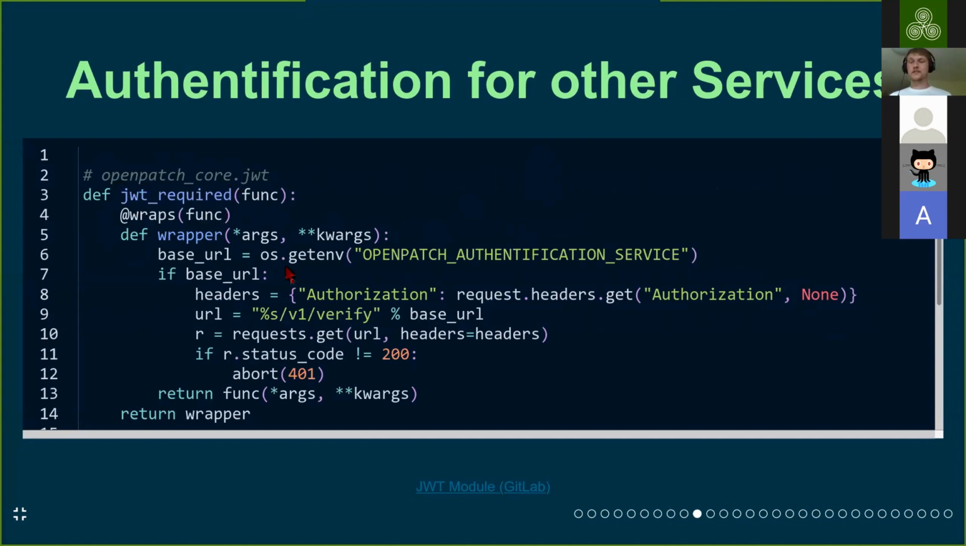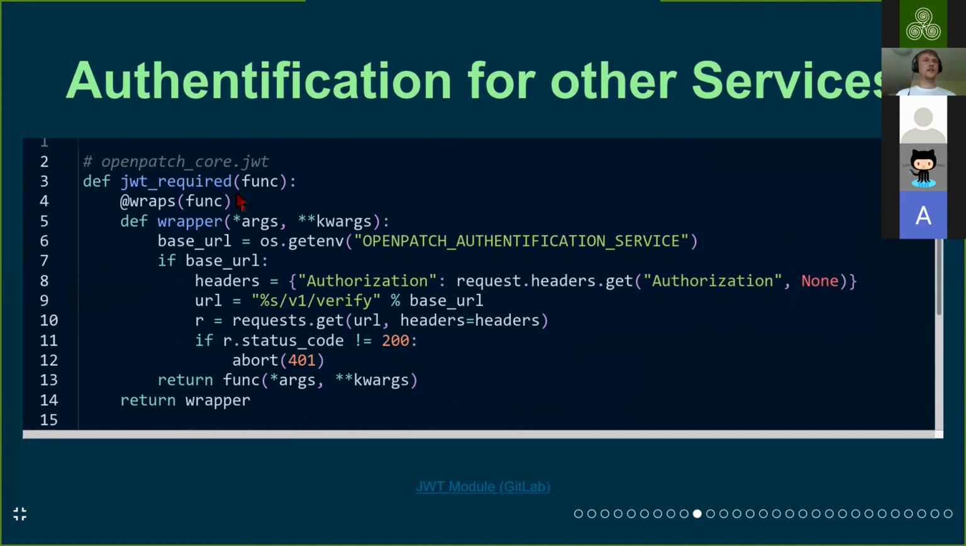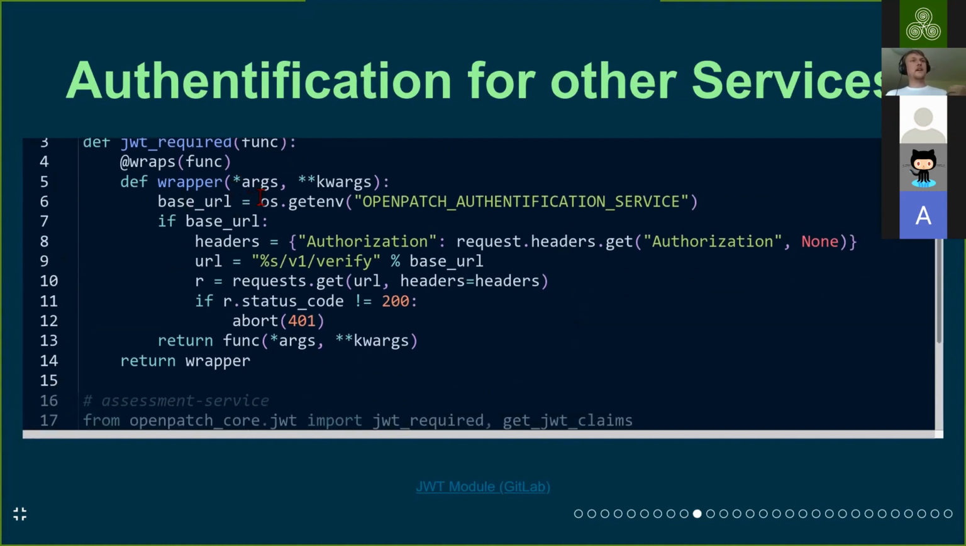I've created a core package for OpenPatch, and this core package implements a JWT required decorator. You might know the JWT required decorator from Flask JWT Extended, but this decorator works a little bit differently. As I've shown you earlier, it does not verify the token itself. Instead, it gets the URL to the authentication service, proxies the header, and then calls the verify route for the endpoint from the authentication service. If it returns a 200, then I know the JWT token is valid, and I can continue to process whatever I want to process in this endpoint.